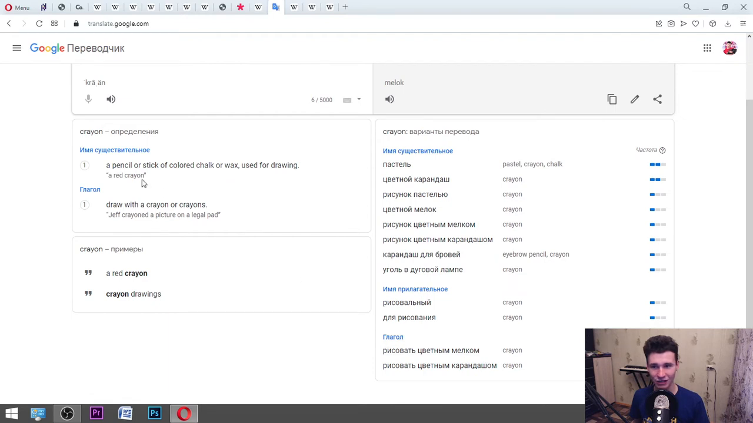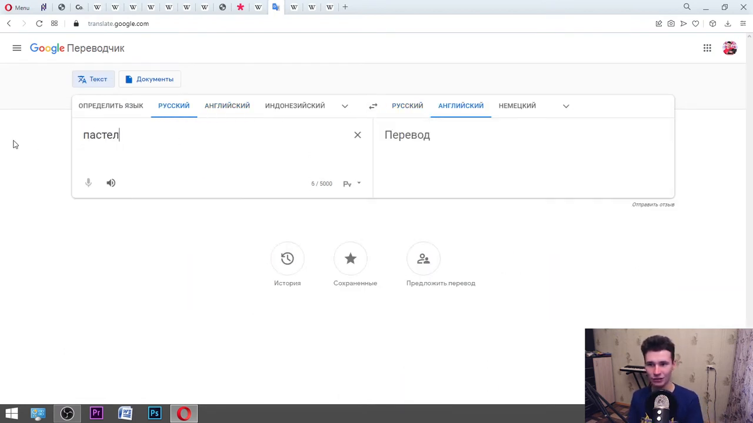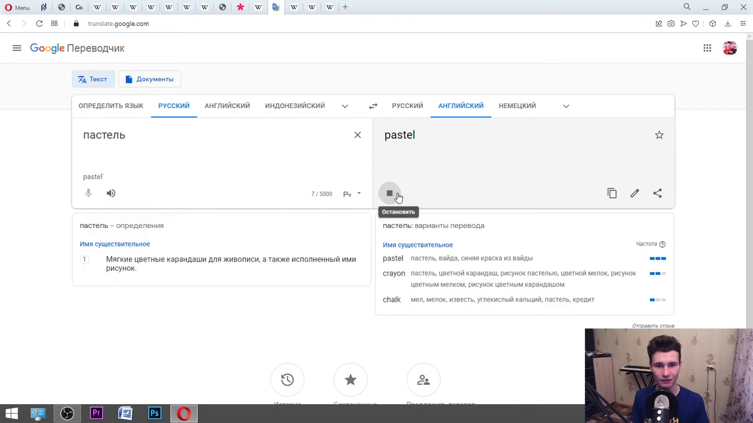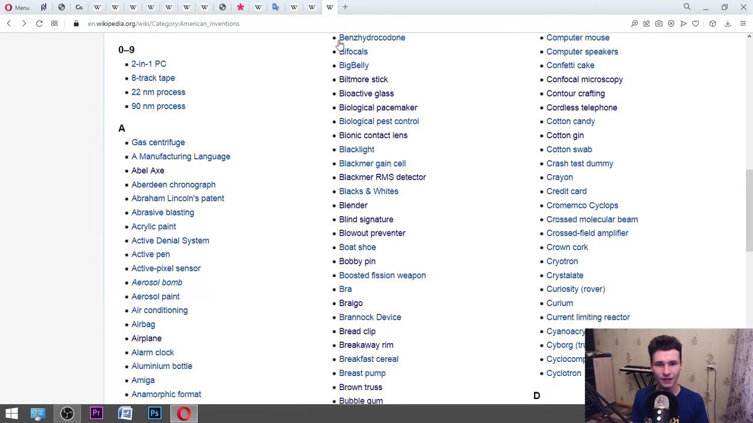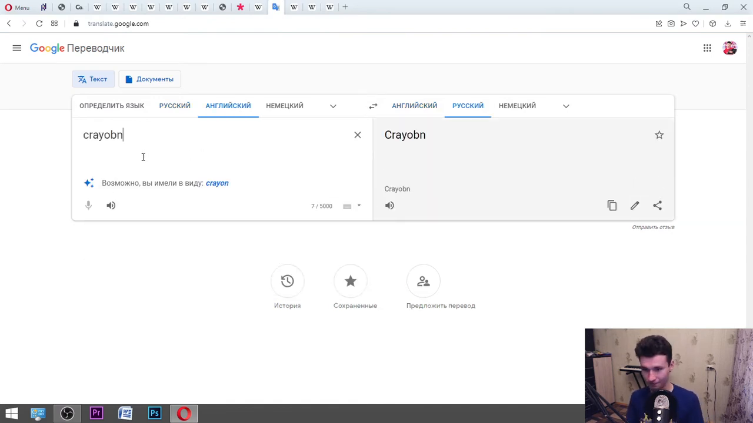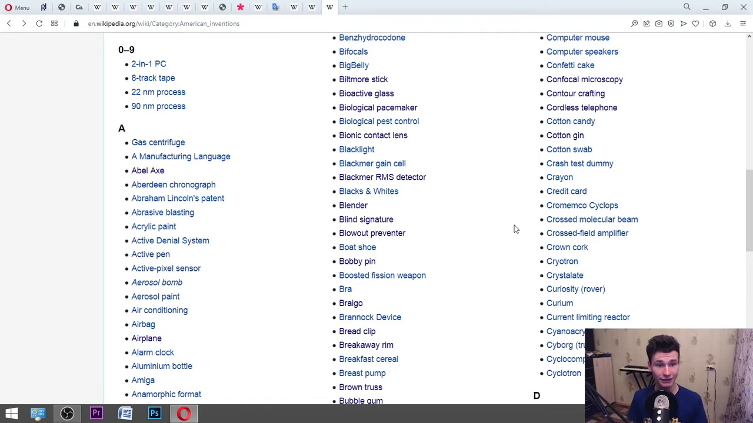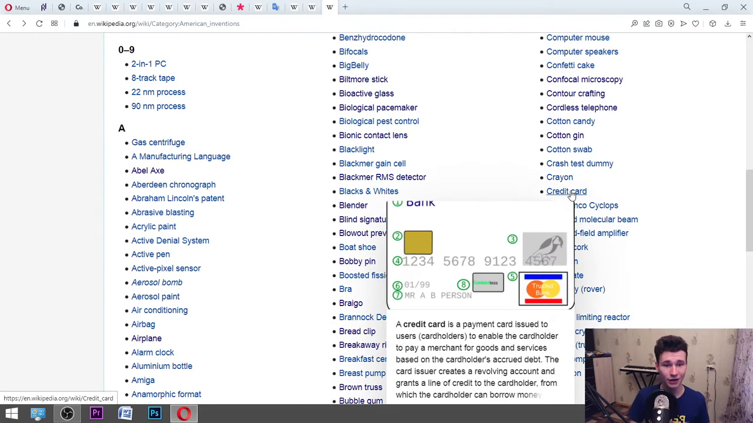Pencil or chalk or wax used for drawing, but I thought that it is pastel. But what is pastel? In Russian language we call it pastel. Pastel and chalk crayon too. We can use crayon. One moment, crayon, and we are learning.